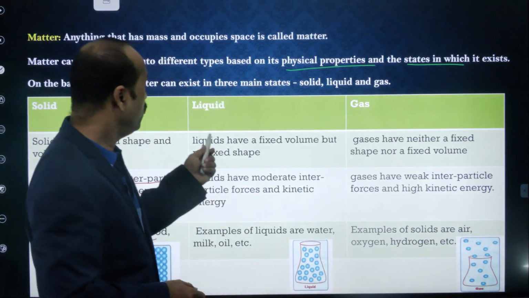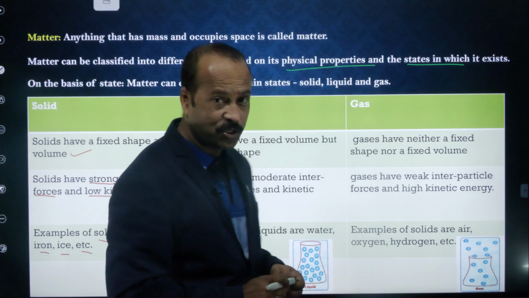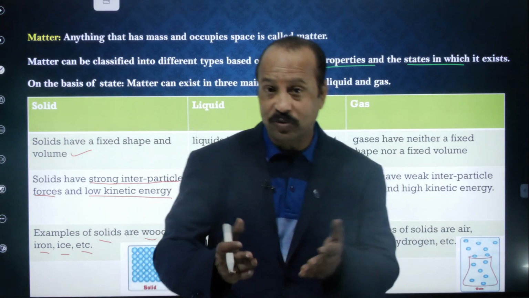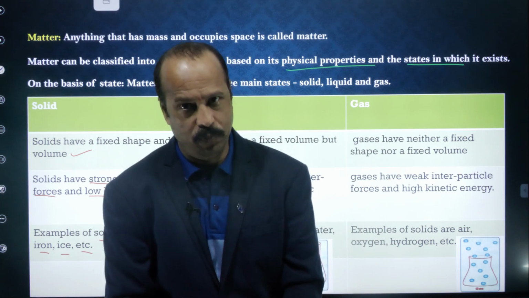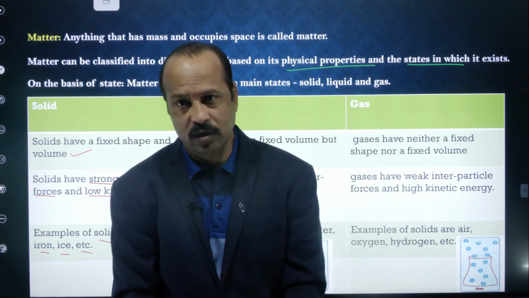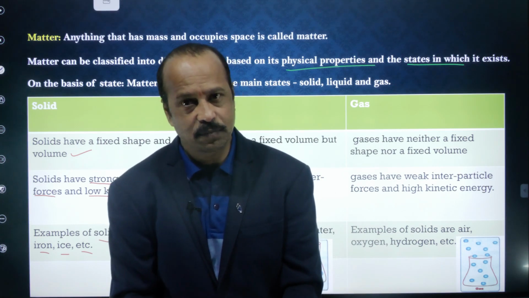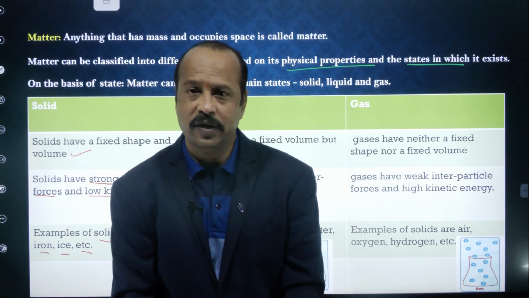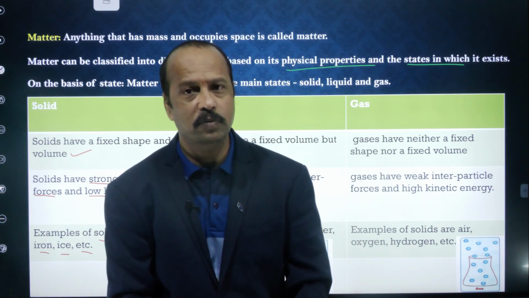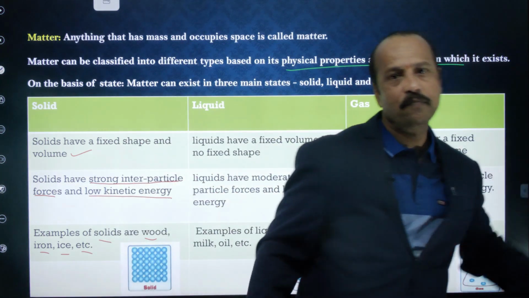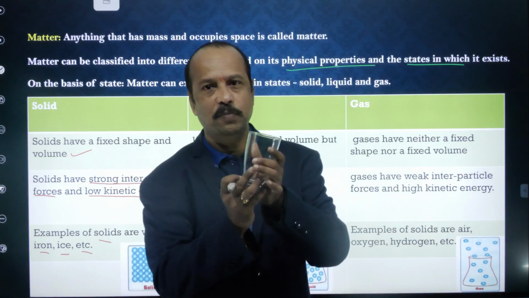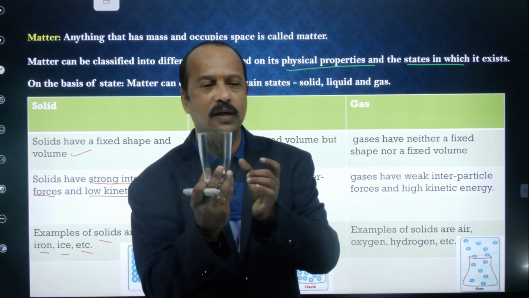Right. Now when you come to the liquids, do liquids have a particular shape? No. If you have water, does water have any particular shape? No. If you take the water in a tumbler, it occupies the shape of the tumbler. For example, if I take the water in this glass tumbler, what is the shape of the water now? It occupies the shape of the tumbler.